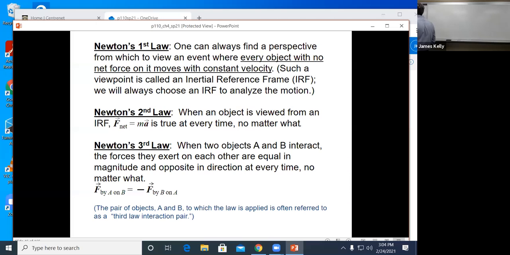And Newton's third law just says anytime two objects interact, the force that one exerts on the other is exactly equal and opposite to the force the other exerts on the one, no matter what they're doing, even if they're accelerating or bouncing off of each other, even for that short period of time when they connect. There's a small force against each other, equal and opposite, big force equal and opposite, and small force, and then they bounce off. So it doesn't matter what's happening. That's true at all times.